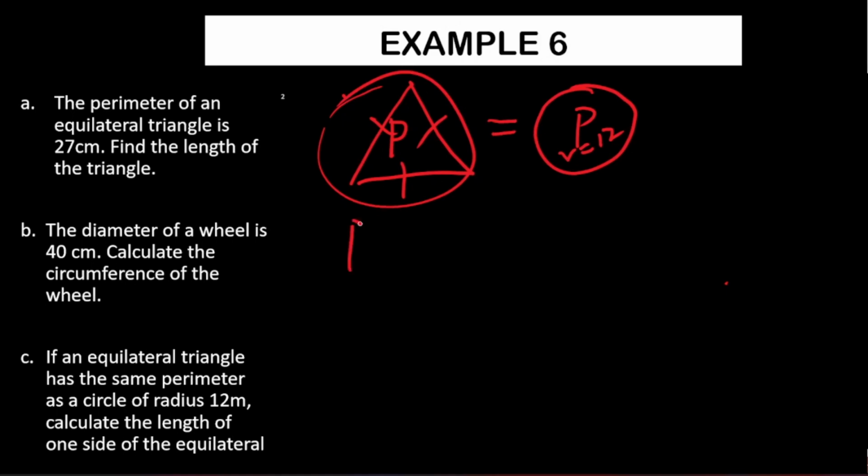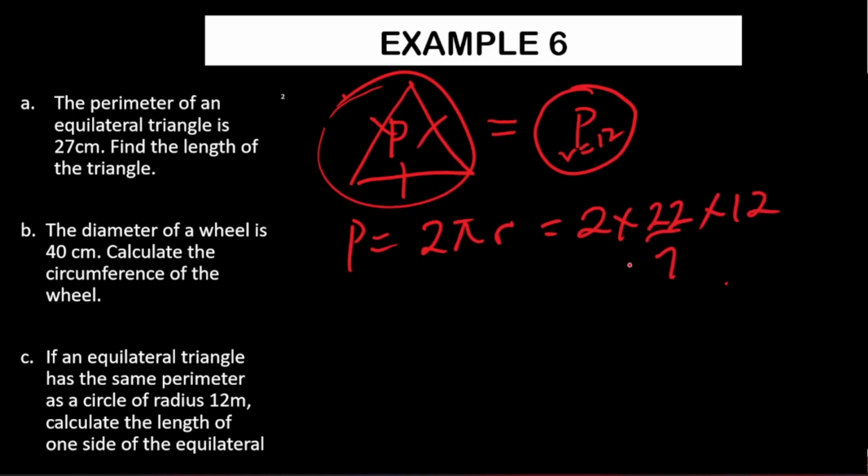So the perimeter of the circle is what? We are given the radius, that's 2 pi r. And then that is going to be 2 times 22/7 times the radius, which is 12. So whatever we get is the same thing as the perimeter of the equilateral triangle. So let's calculate this. That is 44 times 12. 2 times 22 is 44, times 12. So we have 528 divided by 7.